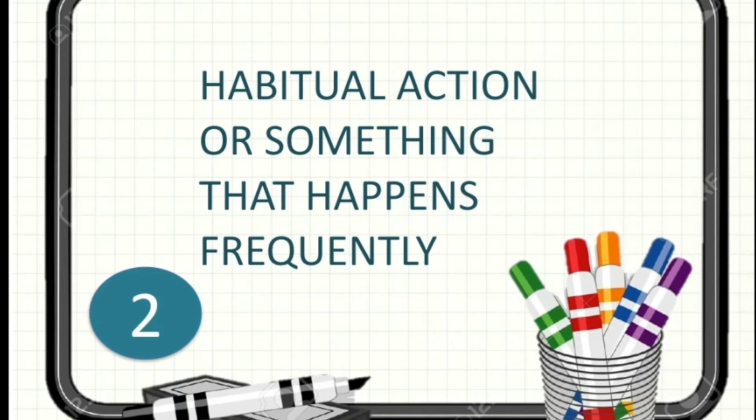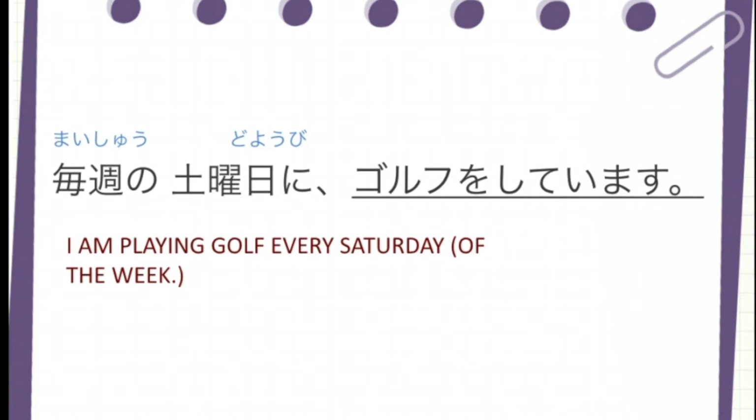It is used to state habitual action or something that is happening frequently. For example, Maishu no doyobi ni gorufu o shite imasu. I am playing golf every Saturday. It means that although I'm not playing golf at the moment, if I do it regularly, I use the verb te iru.